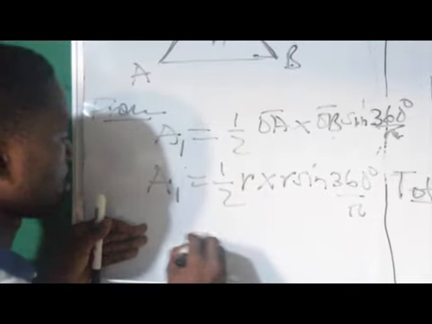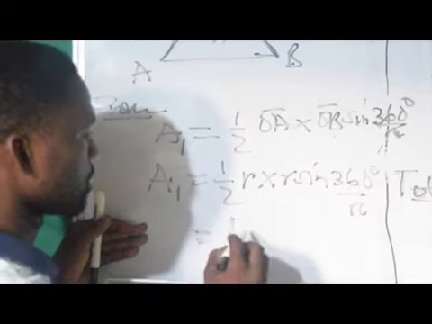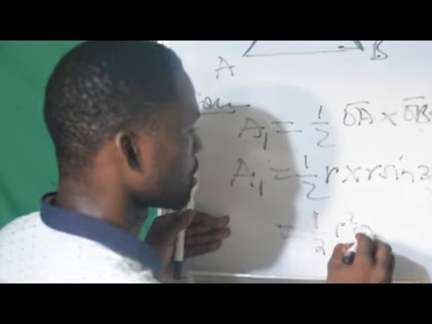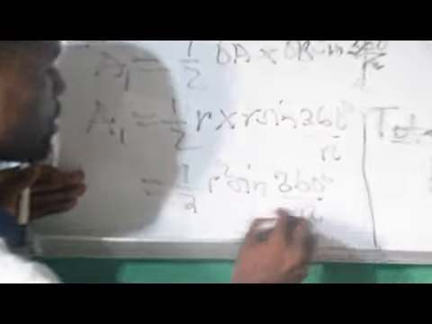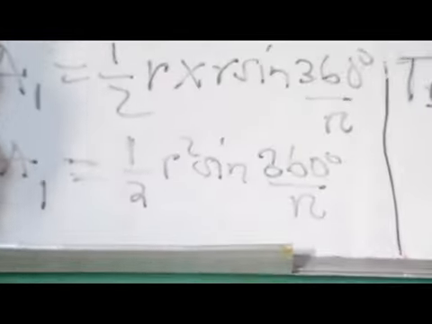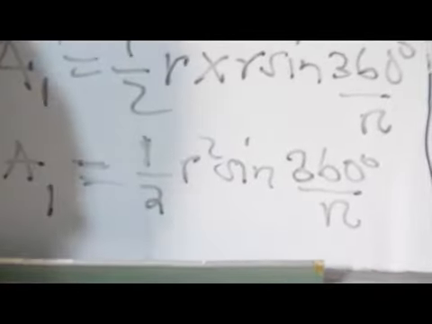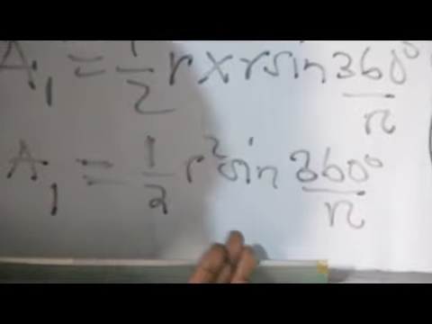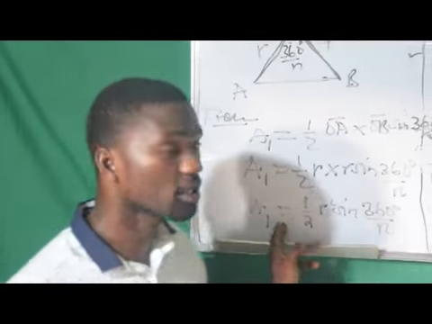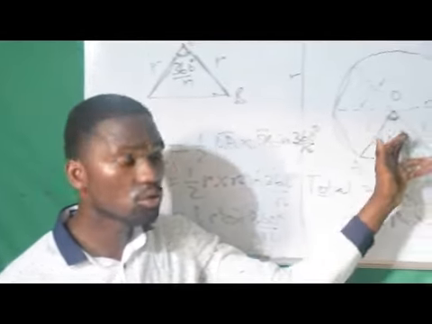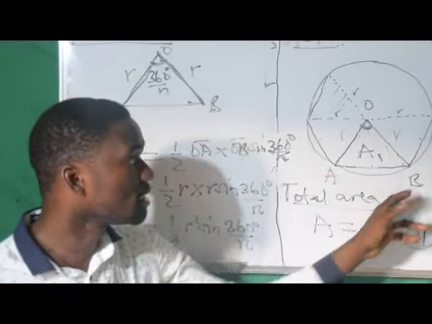This one, if you simplify, becomes a half times R square, the sine of 360 degrees divided by N. So this is the A1 formula. Now things will be easy, students. Check this one. So now you have the value of the area A1 of the triangle AOB. The value of area A1 of triangle AOB is now obtained.